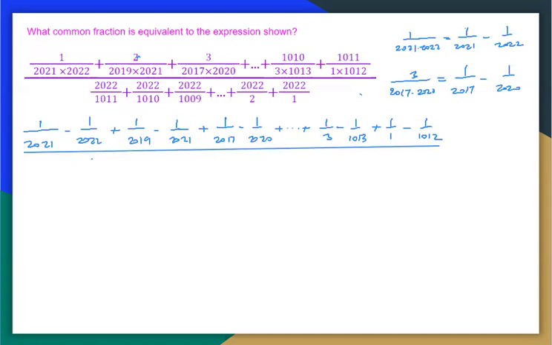The denominator is kind of similar, but we don't have the two numbers; every fraction has a 2022. Maybe it's better to pull that out as a factor, which I will do. And that will give us 1 over 1011, 1 over 1010, and 1 over 1009, and then 1 over 2, and 1 over 1.